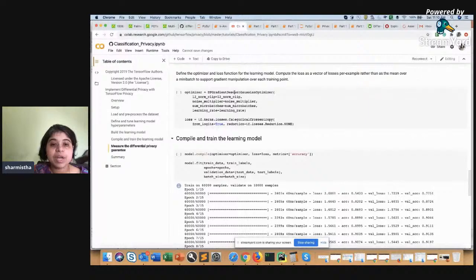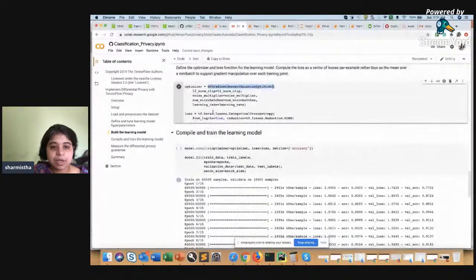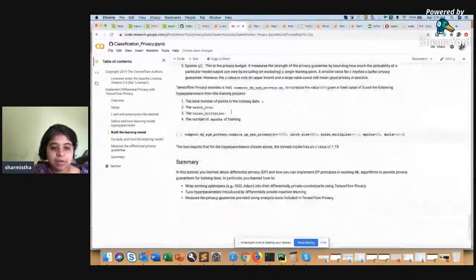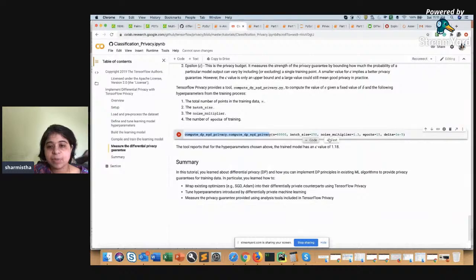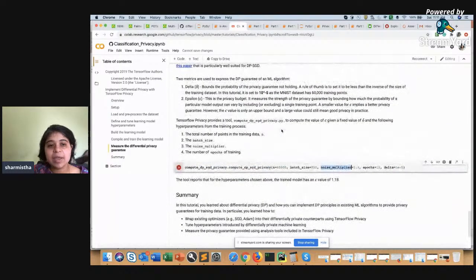Here also they have used the gradient descent Gaussian optimizer. This is a Colab notebook, and we fit it. And these are the three things. And then we have to look at compute. This is the privacy computation, the privacy estimate.